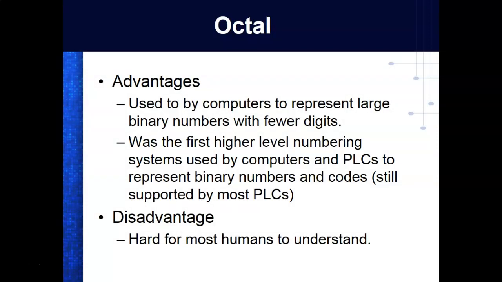Octal is used by computers to represent large binary numbers with fewer digits. It was the first high-level numbering system used by computers and PLCs to represent binary numbers and codes, still supported by most PLCs. Disadvantage: it's hard for most humans to understand because it uses the same digits as the decimal number system, and that's what our brain wants to see.